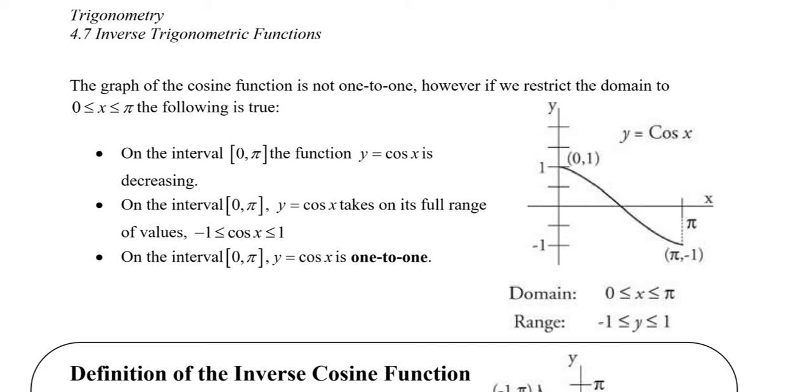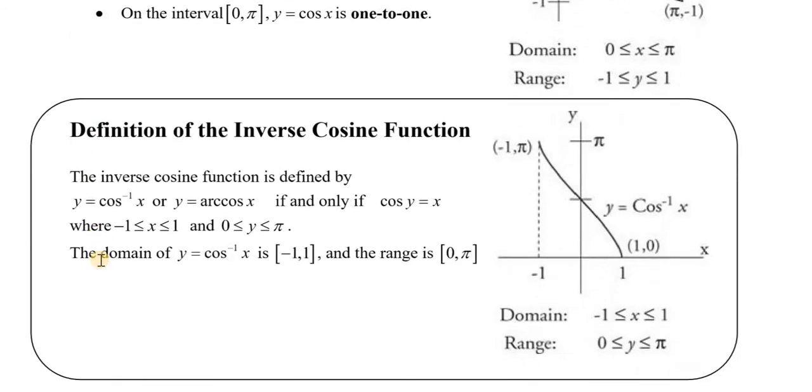On that interval from 0 to pi, the function is decreasing. On that interval from 0 to pi, the cosine takes on its full range of values from -1 to 1, just like it did with the sine. And on that interval from 0 to pi, the cosine is a one-to-one function, and therefore we can find its inverse function. So here's the definition of the inverse function.